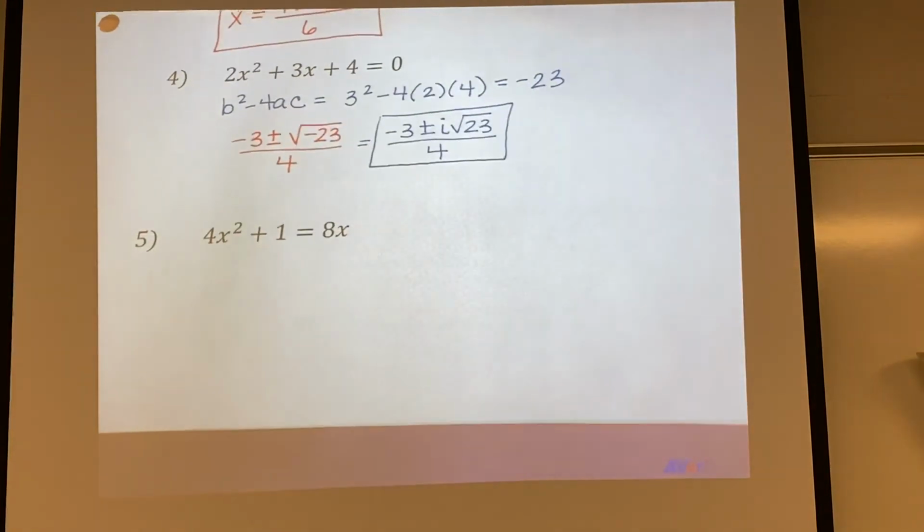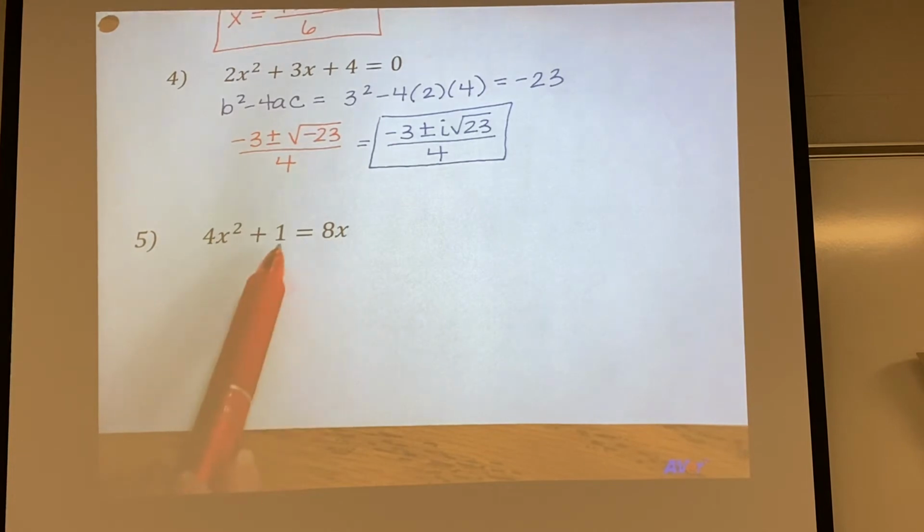Please do the same thing on this last one. I want you to write it down, hit pause, solve it, and come back. I will give you a little clue on this one. You need to have all your terms on the same side. So before you can solve it, you need to subtract 8x. And you can't just throw it in at the end. The 8x is the b term, so you have to put it in the middle when you bring it over. All right, go ahead and give it a try.